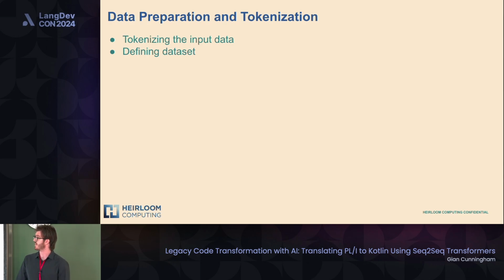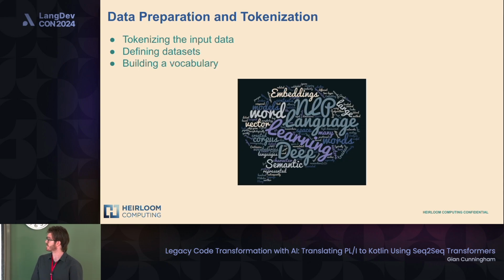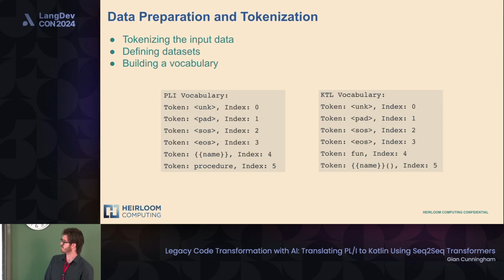Then we need to define our data set. This is what a data set generally looks like: 80% of the data set is split into a training set, which is used, as the name says, to train our model. And then the last 20% is a test set, which is used to evaluate our model's performance. Finally, we need to build a vocabulary. Building a vocabulary means identifying each distinct token and assigning it a unique index. Again, here's an example of the PL1 and Kotlin vocabularies that can be created.